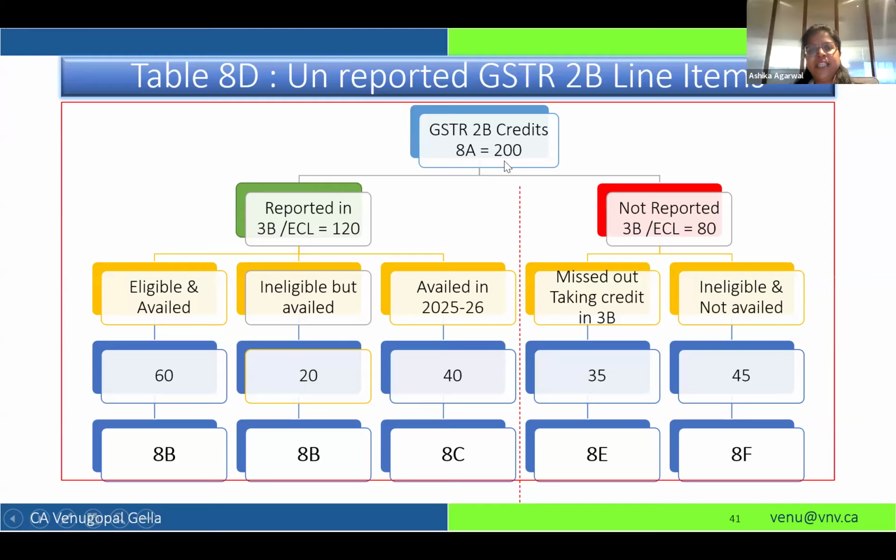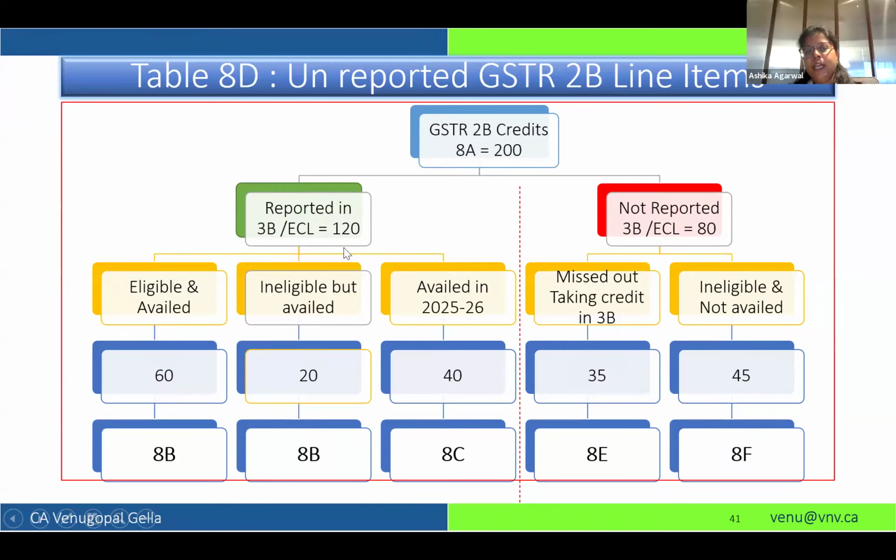Suppose in 8A the auto-populated amount is 200, out of which you reported 120 in 3B, out of which eligible and availed is 60. That will form part of Table 8B, because in 6B, eligible and availed both will be there. Ineligible but availed will also form part of Table 8B, because in 6B we first write total ITC, and by way of Table 7 we are reducing reversal. In 3B, we claim as per 2B total 4A5, and any other reversal we do through 4B1 and 4B2.